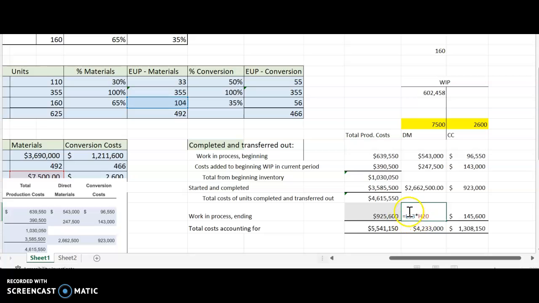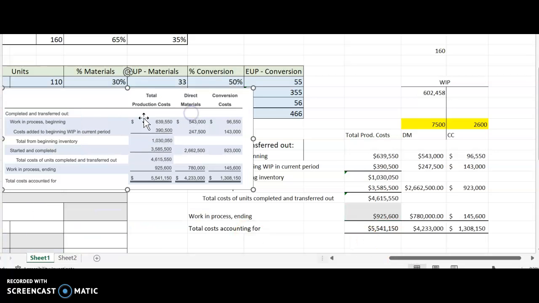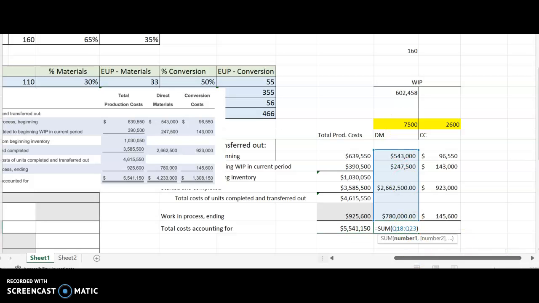So 104 times, I'm just going to show you 7,500 here. And then over here, 104 times 2,600. And then that gives you 925.6. Let me make sure that we are on the right track here. Okay, then just add those together to get your total cost. Now, add your total direct materials cost and your total conversion cost.